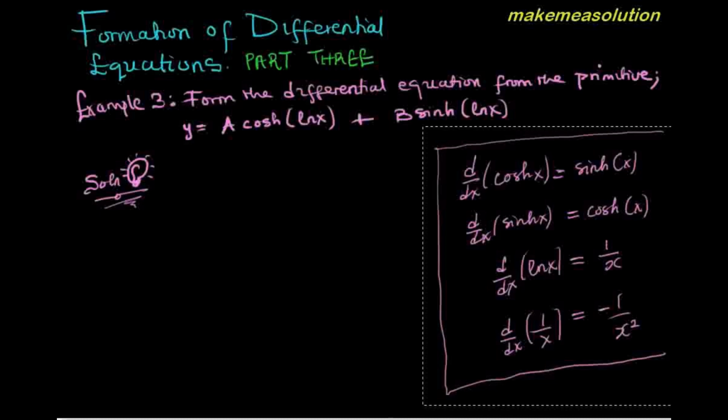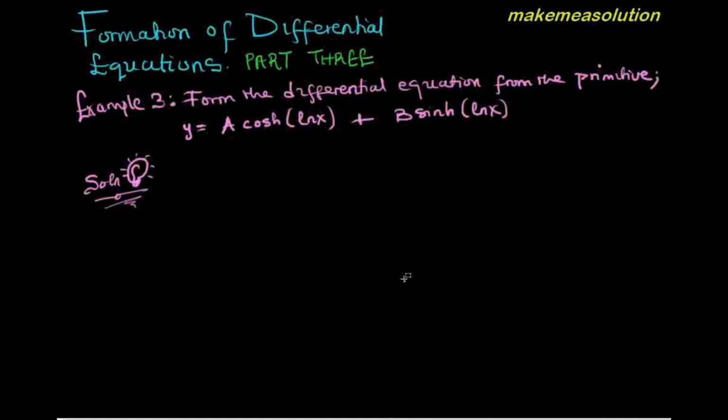There we go. All right, so let's begin. Of course there are two arbitrary constants, a and b, right? So y is given to us as a cosh ln x plus b sinh ln x. So cosh and sinh, that's how we call them.